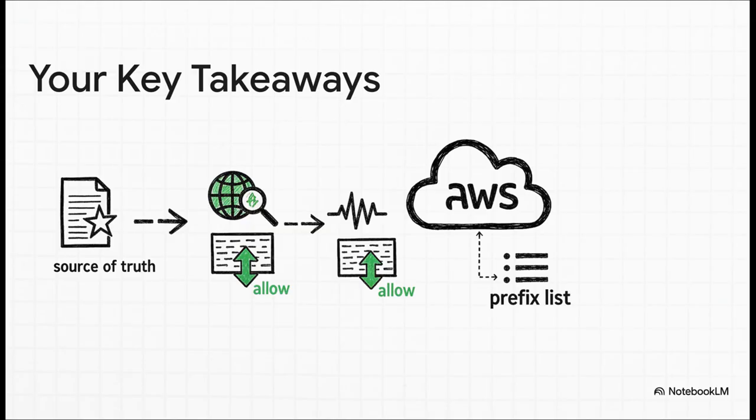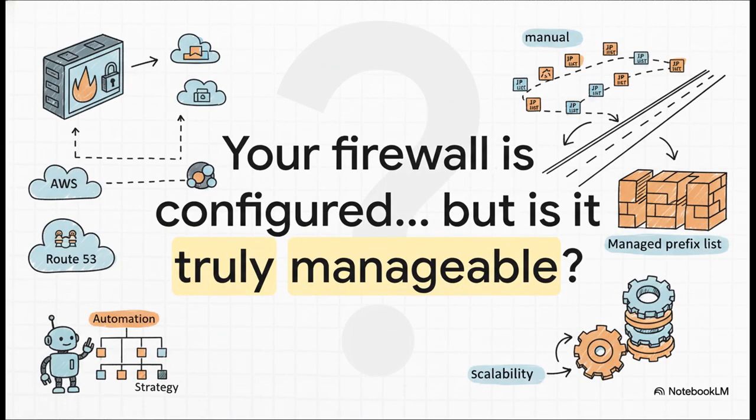So let's just recap the key takeaways here. Your source of truth is always that IP ranges JSON file. You need to allow traffic for two main services, Route 53 for your DNS queries and Route 53 health checks for monitoring. But the most important takeaway is this. To make your life easier and your infrastructure way more robust, use the AWS managed prefix lists instead of trying to manage all these IPs by hand. And that leaves us with one final thought. Look, getting the rules right is the first step, that's for sure. But the real question when you're building scalable, secure systems in the cloud is this: is your configuration actually manageable? Moving from manual IP lists to managed prefix lists isn't just a quick fix, it's a strategy.